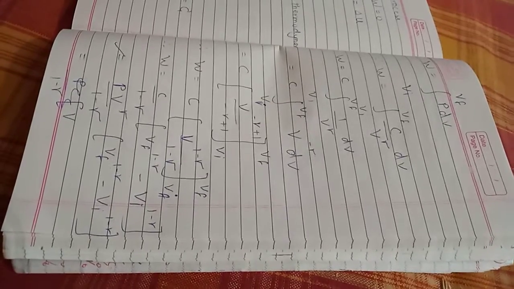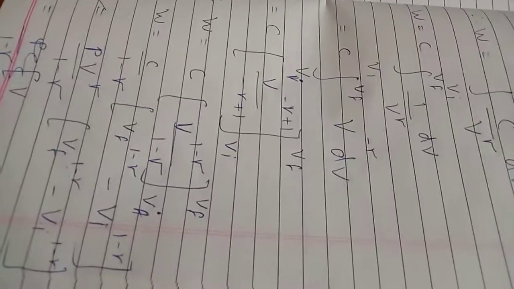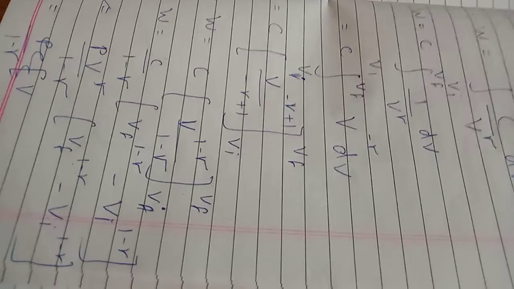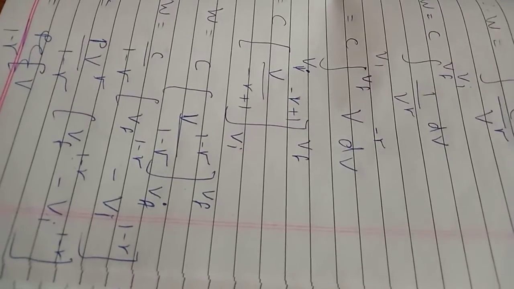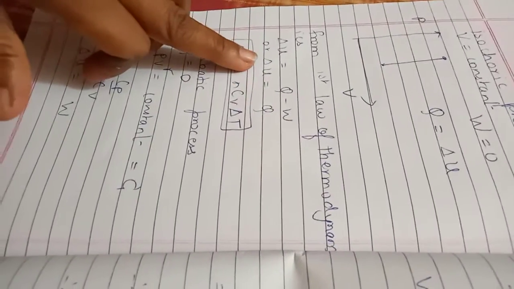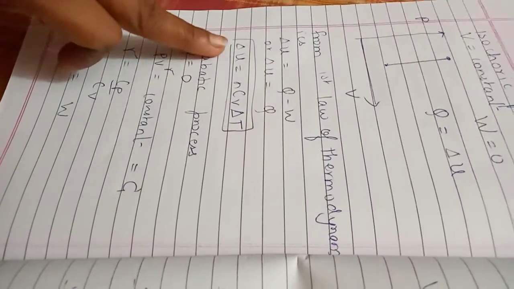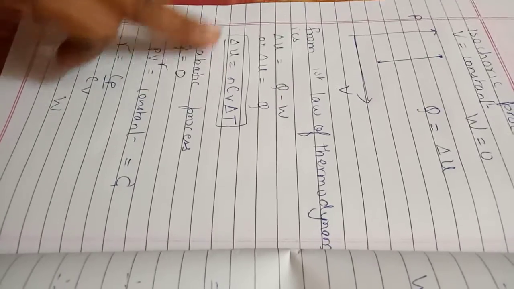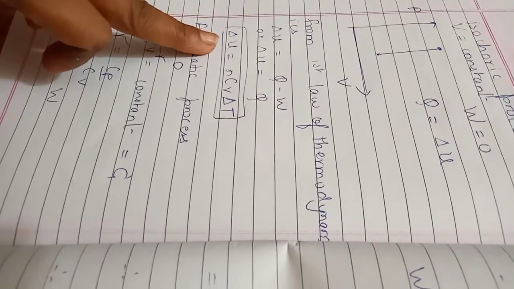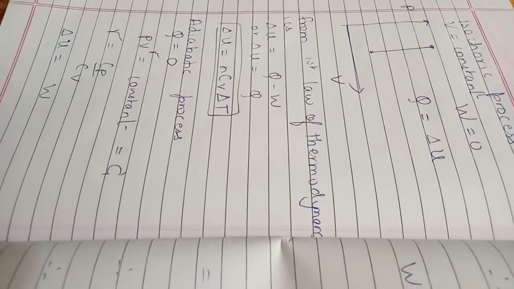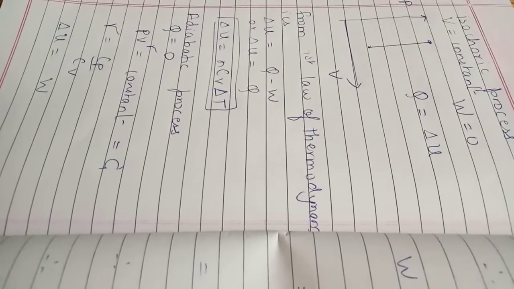Students, what is an isochoric process? An isochoric process is the one where the volume remains constant, so there is no work during expansion or compression, no work is done. So whatever amount of heat energy is supplied, it is utilized to increase the internal energy. So delta U is equal to Q minus W, or delta U is equal to Q, or since the volume is constant, what is the expression for internal energy? nCV delta T.